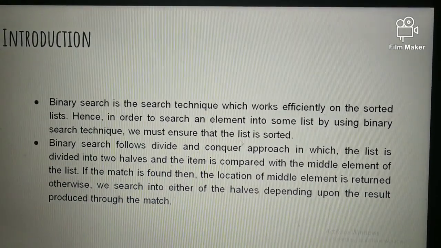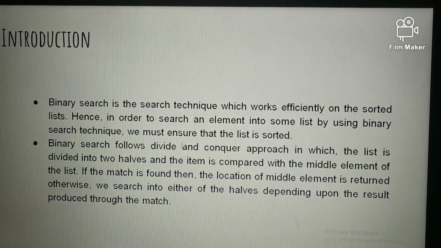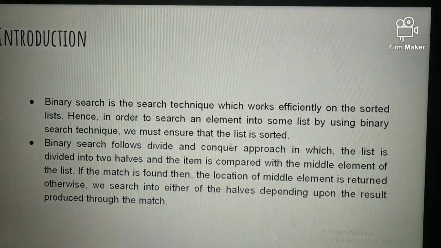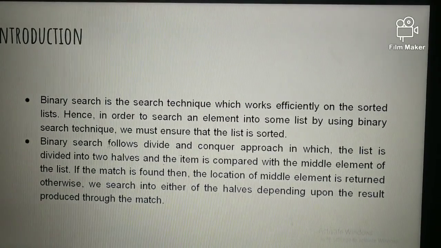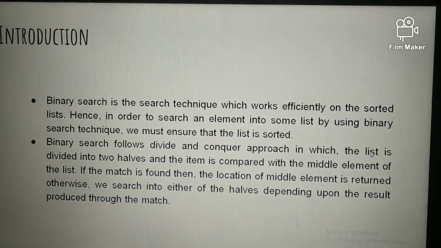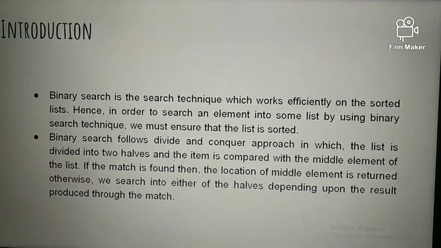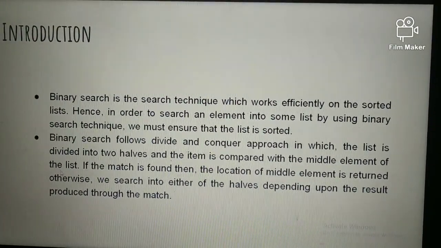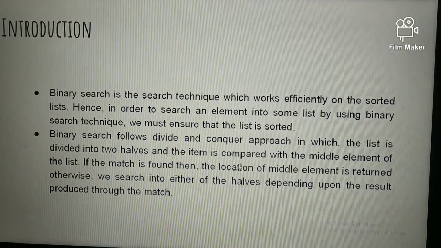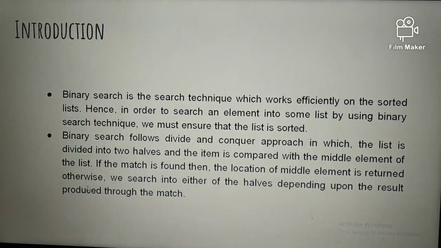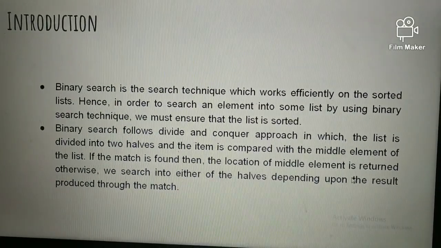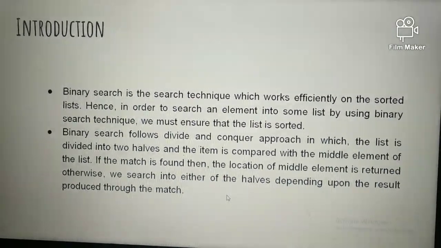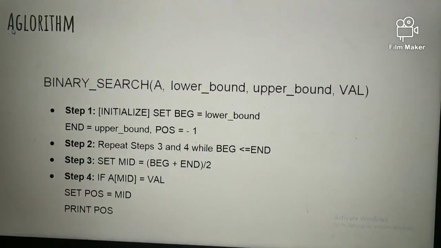Hence, in order to search an element in a list by using the binary search technique, we must ensure that the list is sorted. Binary search follows the divide and conquer approach, in which the list is divided into two halves and the item is compared with the middle element of the list. If a match is found, then the location of the middle element is returned. Otherwise, the search continues in the other half, depending upon the result produced by the match.